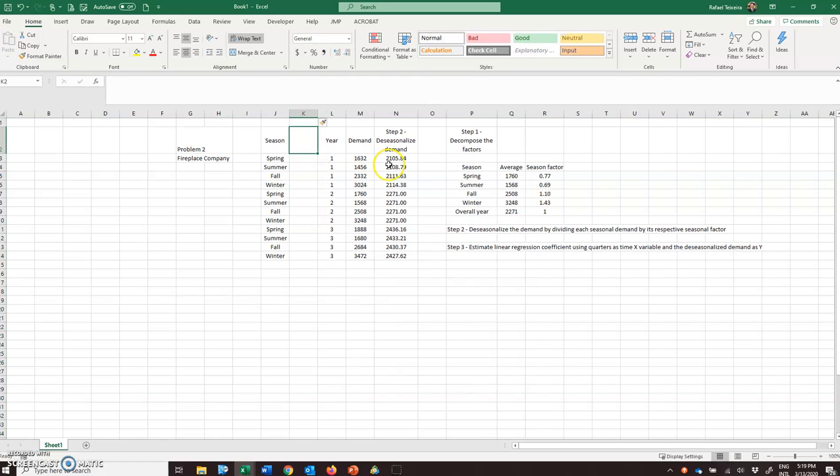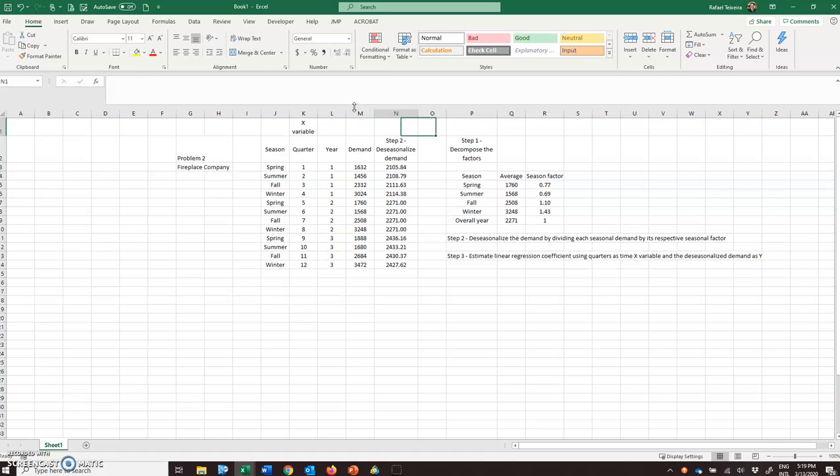We're going to insert quarter. Let me put here quarter. So this is the first quarter, second quarter, third quarter, and fourth quarter. Fifth quarter, 6, 7, 8, 9, and so on. Okay. So these are the quarters, and this is going to be my x variable, and this is going to be my y variable. Okay, this will be x variable. This is going to be my y variable in a regression analysis.